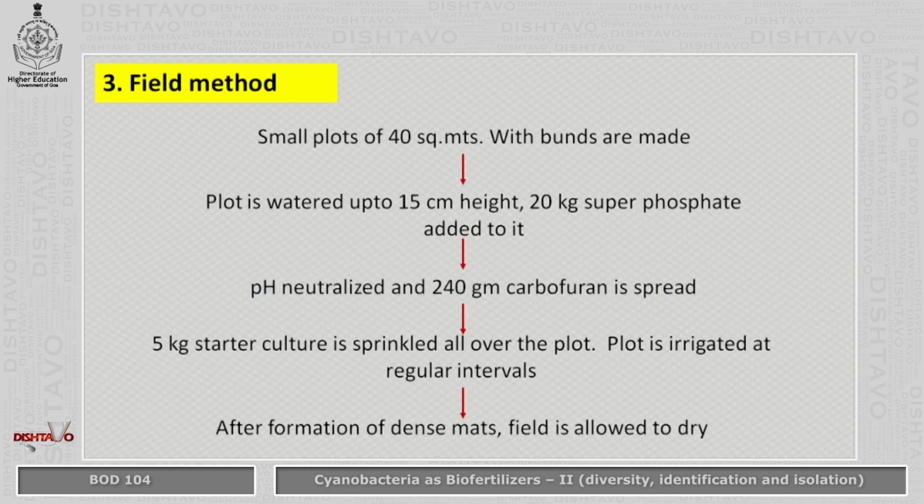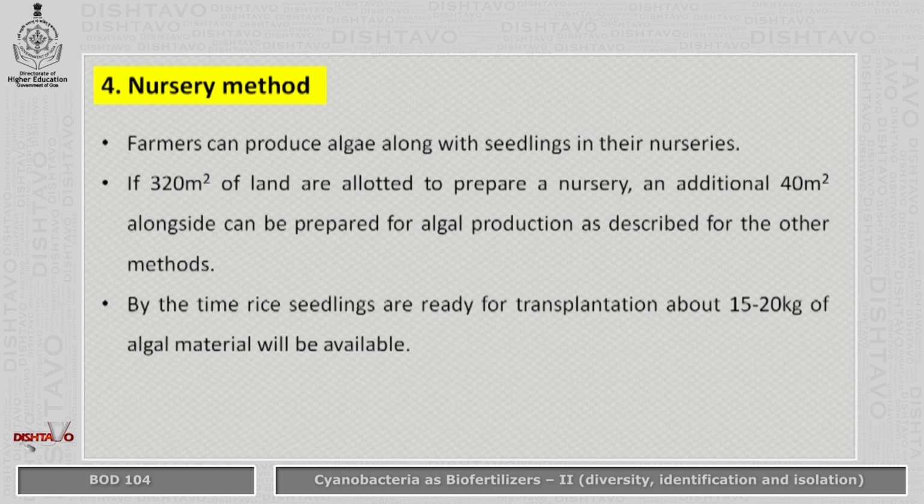The next method is the field method, wherein small plots of 40 square meters with bunds are made. The plot is watered up to 15 cm height and 20 kilograms of superphosphate is added to it. The pH is neutralized and 240 grams of carbofuran is spread to check the insects and pests. 5 kilograms of starter culture is sprinkled all over the plot and is irrigated at regular intervals. After formation of a dense mat, the field is allowed to dry and the dry flakes are collected and packed in gunny bags.